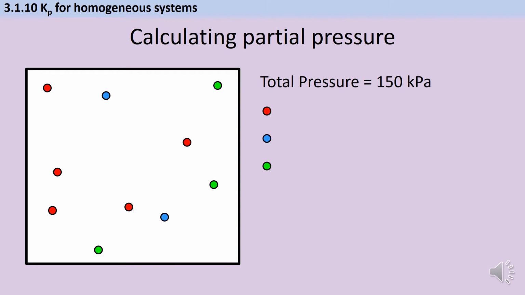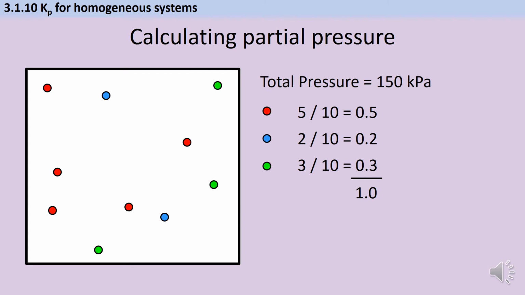Let's take a look at a simple graphical example to explain this. Here I have a box containing 10 gas particles. 5 out of 10 are red, 2 out of 10 are blue, and 3 out of 10 are green. We can refer to these fractions as the mole fractions. It tells us what fraction of all the moles are that gas. And they're going to add up to be 1, because they have to add up to be 100%.